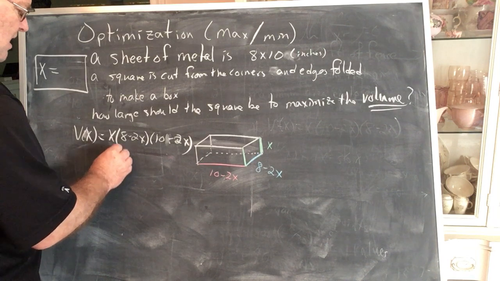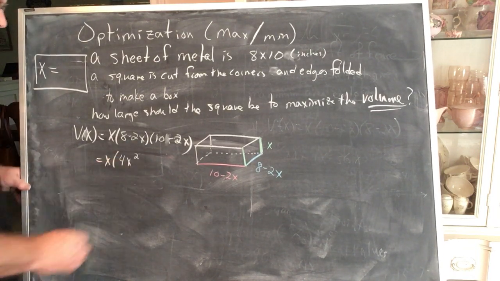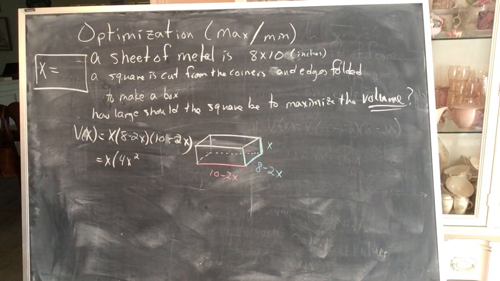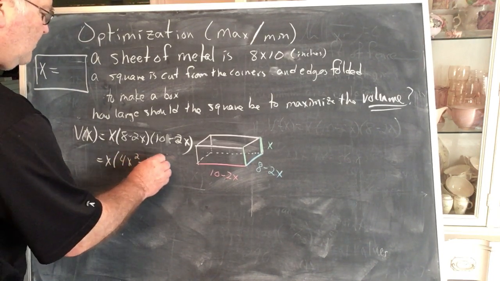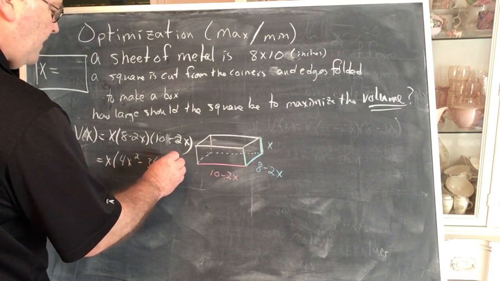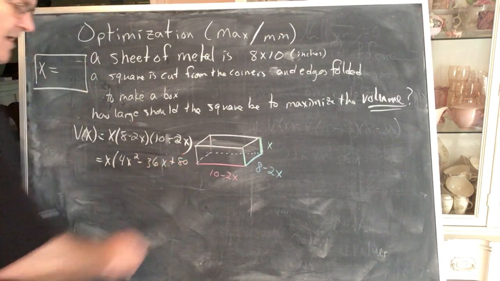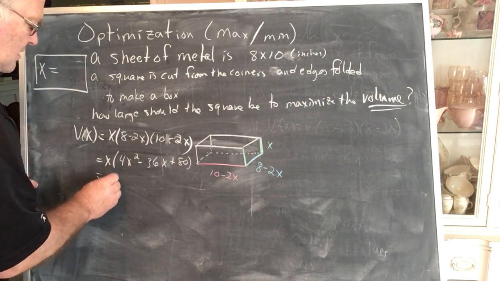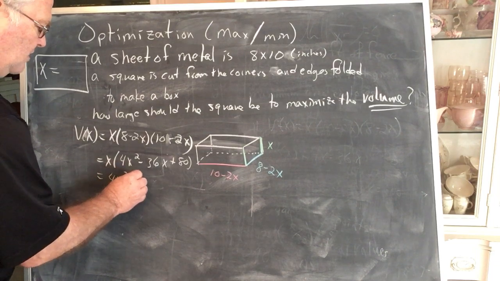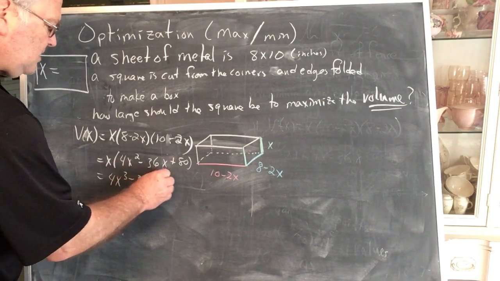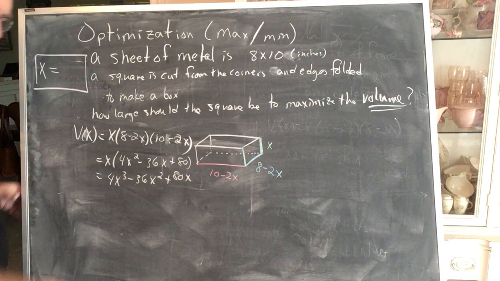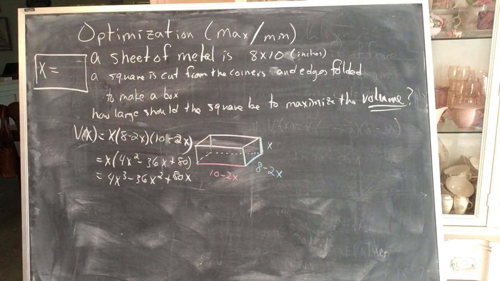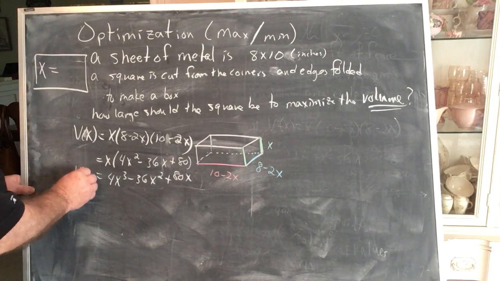Foil that becomes 4x to the second. What do I have here? 4x to the second minus 36x plus 80. And then distribute the x in. That's 4x to the third minus 36x squared plus 80x. All right? So that's the volume function.